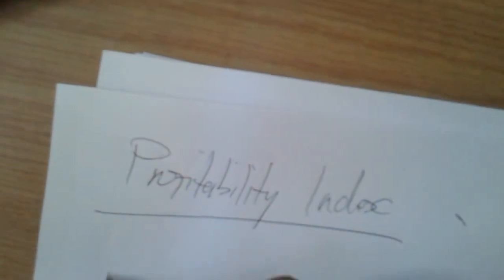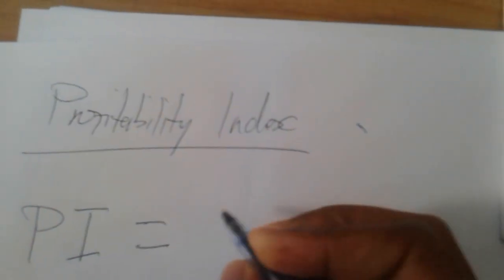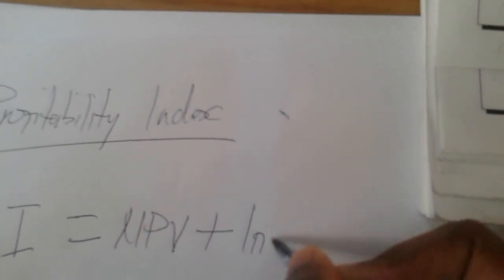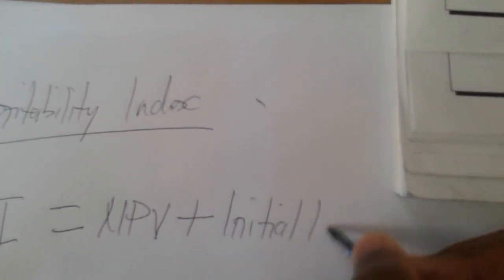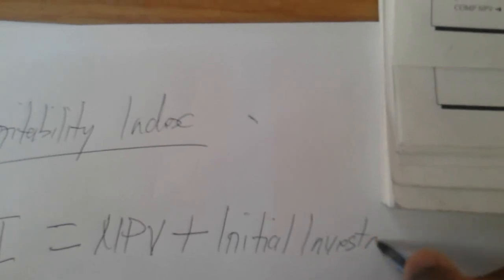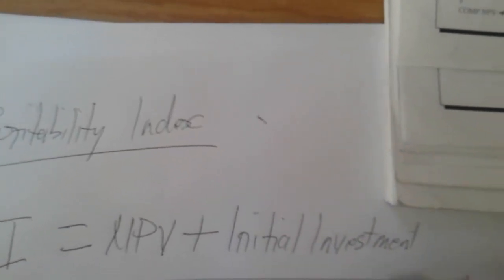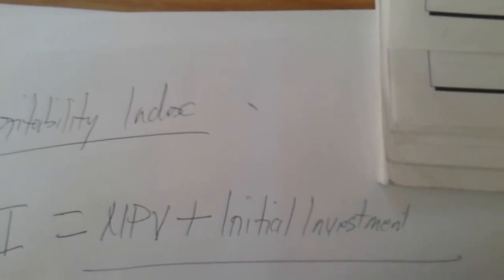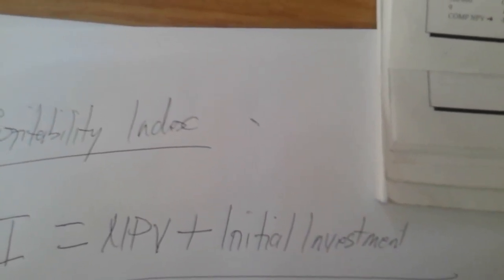So how do we calculate the PI? PI is equal to NPV plus initial investment, divided by initial investment. So let's go. PI is equal to NPV plus initial investment, divided by initial investment.